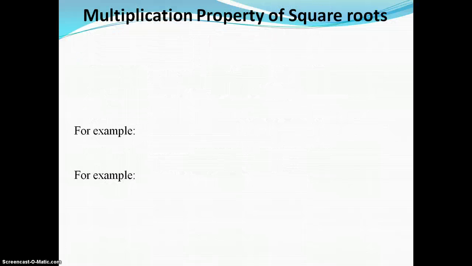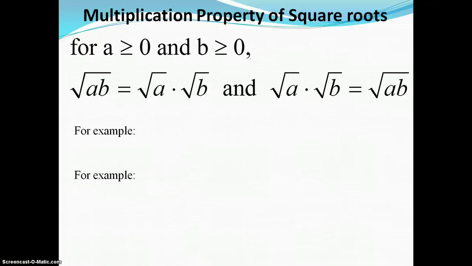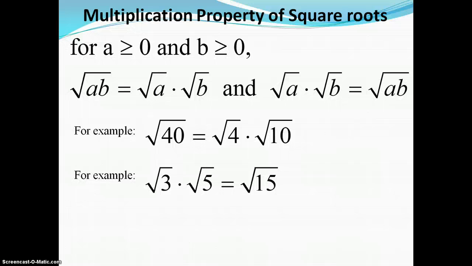Alright, we can use a couple of properties that are going to help us out with this. The first one is the multiplication property of square roots. I know that all looks a little confusing, but it's a lot simpler than it looks. If I've got the square root of 40, I can take it apart and call it the square root of 4 times the square root of 10. The square root of 4 times the square root of 10 equals the square root of 40, and you can go either way. If I reverse it, for example if I had the square root of 3 times the square root of 5, the answer would be the square root of 15. So we can use that property to help figure out how to reduce these.